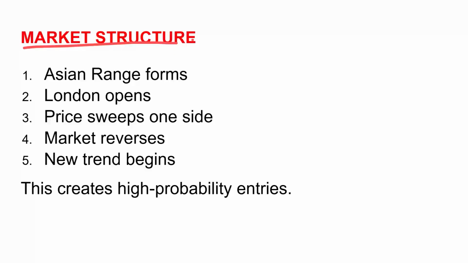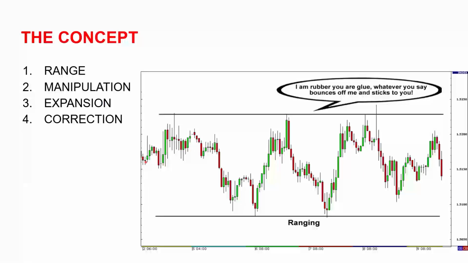What we basically do is this: the Asian range forms, London open comes, then price sweeps either up or down, the market reverses, and then the new trend begins. I'm going to show you the different ways that we trade the strategy. It can't be just one, they're different. But basically the concept is to let the market range, let it manipulate, and then have an expansion, then a correction, which I'm going to show you.